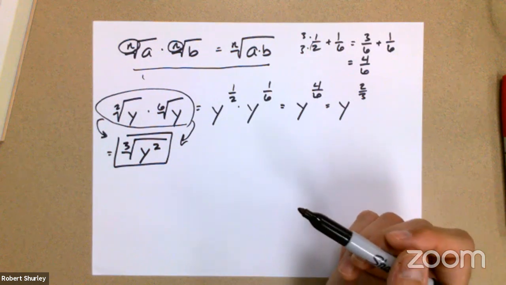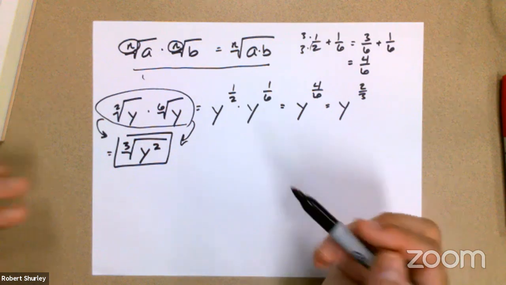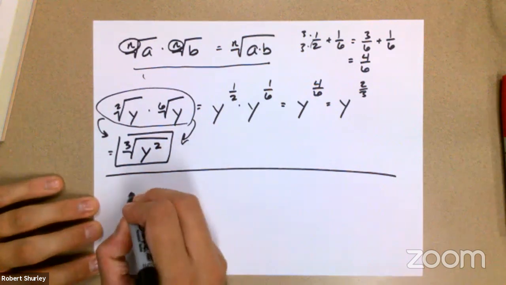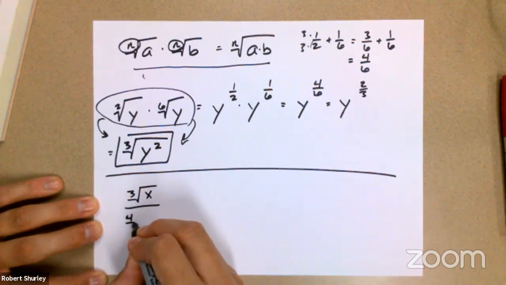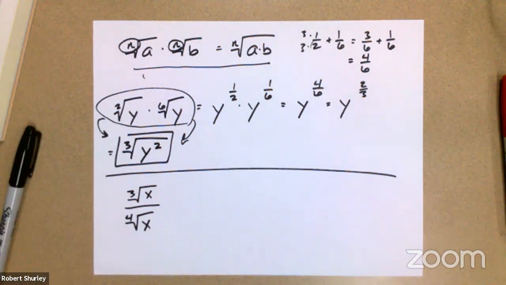So let's look at one. I want you to try this one, it's just a fraction. I'm going to steal it from the book again. Let's say the cube root of x divided by the 4th root of x. I want you to try that one. Put it into exponent form and then simplify that thing completely.